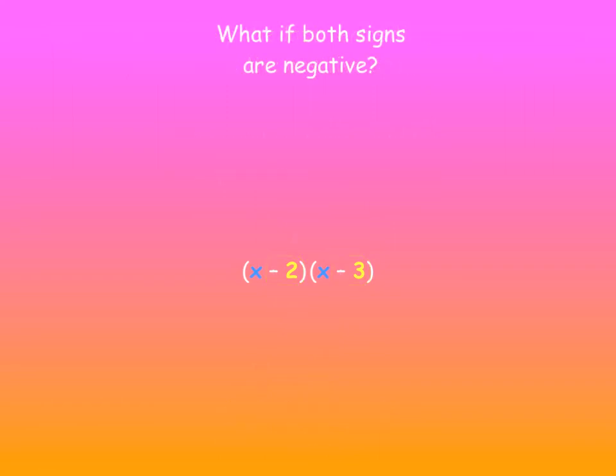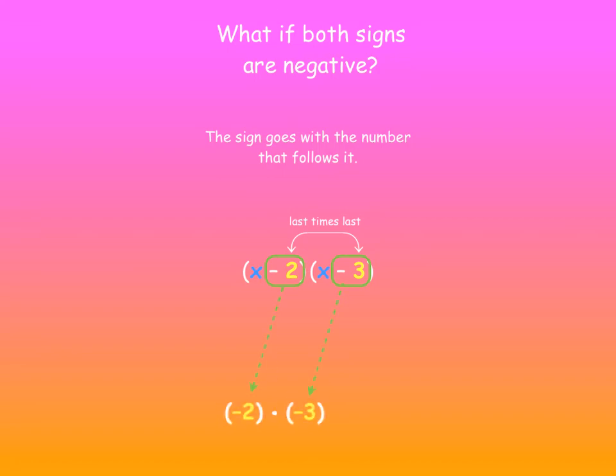But what if both signs are negative? Then what do you do? Last times last, and remember the sign goes with the number that follows it. So it's not just 2, it's negative 2 times negative 3. A negative times a negative gives us positive 6, or plus 6.